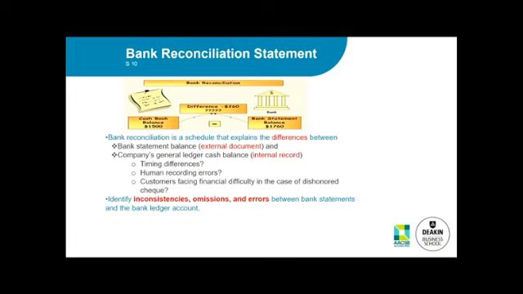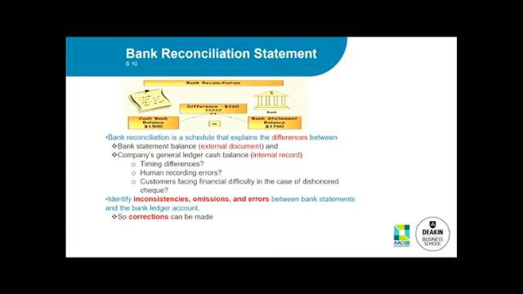So we need to identify inconsistencies, omissions, and errors between bank statements and the bank ledger account. And once we do identify those inconsistencies, we need to correct them, right? So you look at the bank statement. The bank statement might have information that we don't have in our cash ledger. Our cash ledger might have information that the bank statement doesn't have. So we have to really make sure that we update the bank statement through bank reconciliation, and we update our records by doing the journal entry.